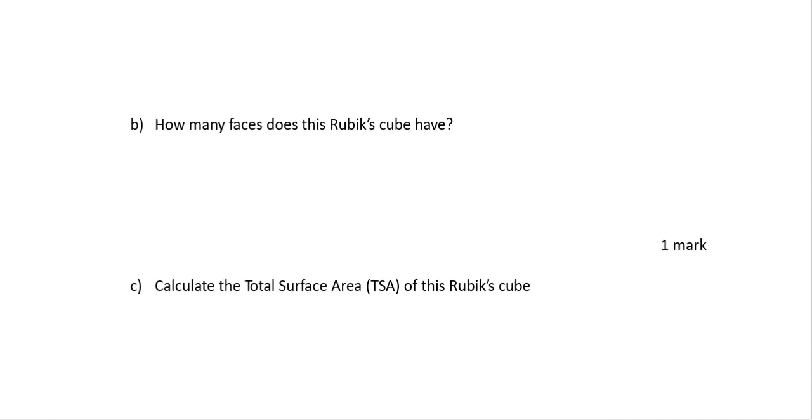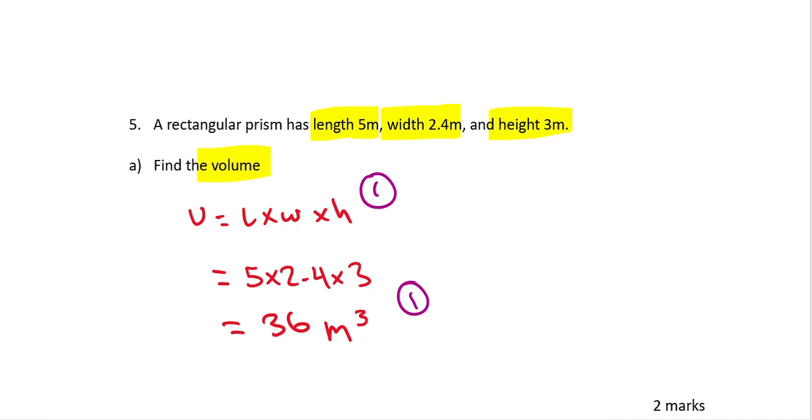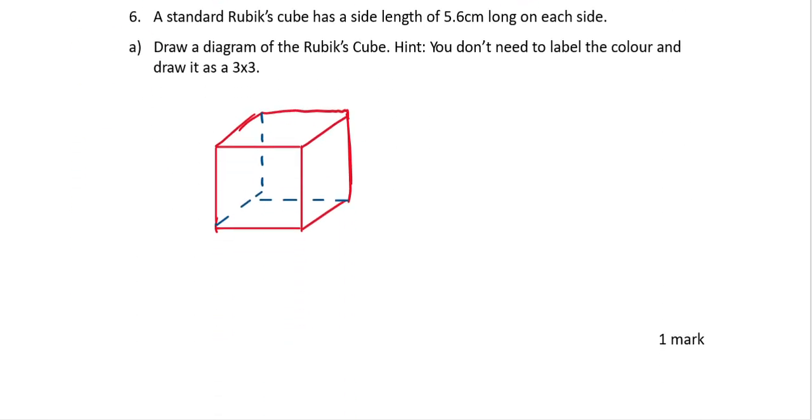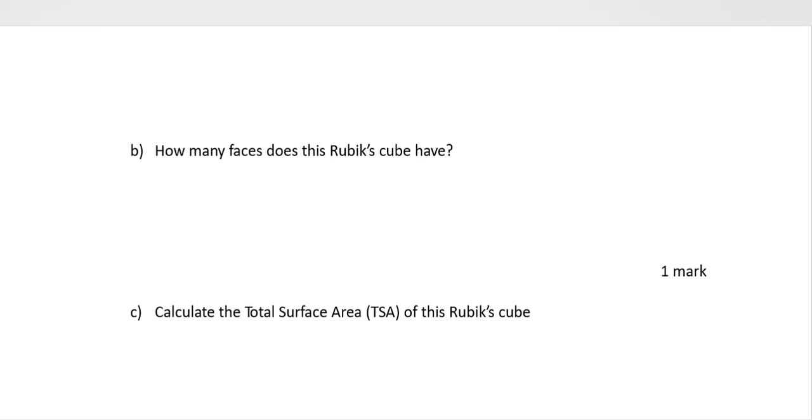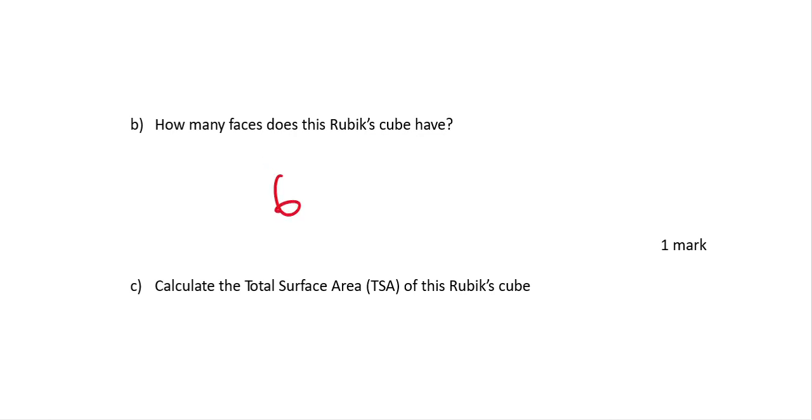How many faces does a Rubik's Cube have? All right. So if you have a look at your diagram, your faces are just the 2D shapes that make up the 3D object, yeah? As you can see, I've got one face on the side, one face at the back, one face at the front, one face at the top, one face at the left side, and one face at the bottom. If you count them all up, I have 1, 2, 3, 4, 5, 6. That means there's six faces. Pretty obvious.